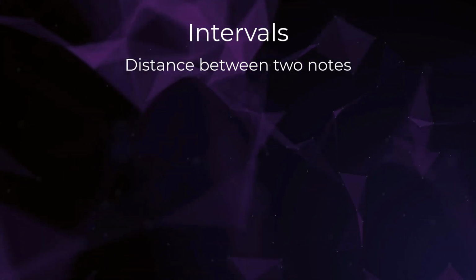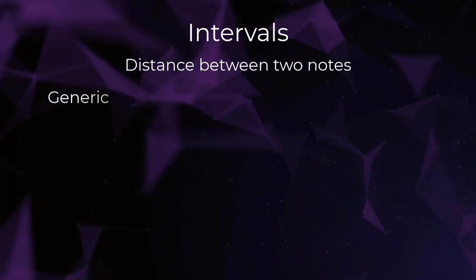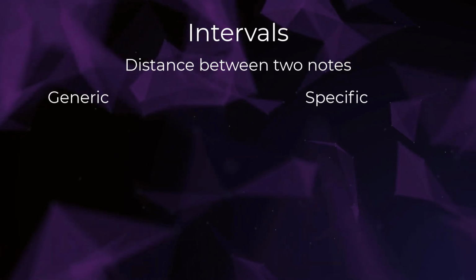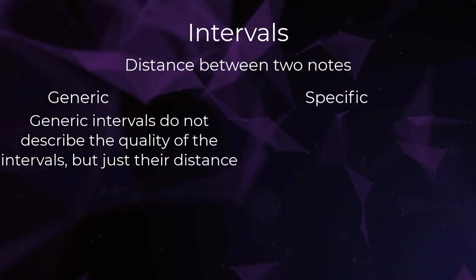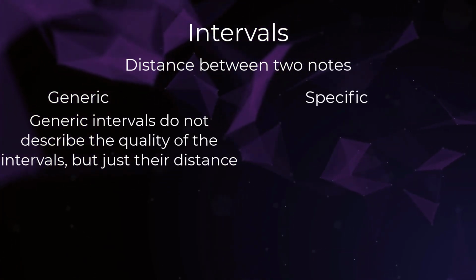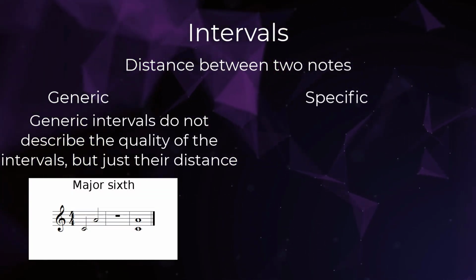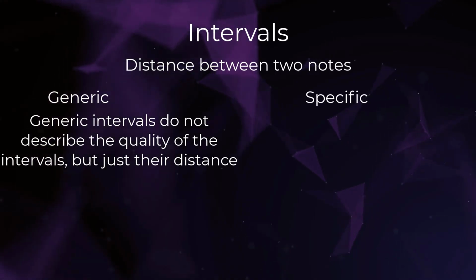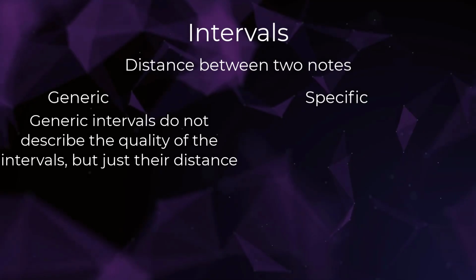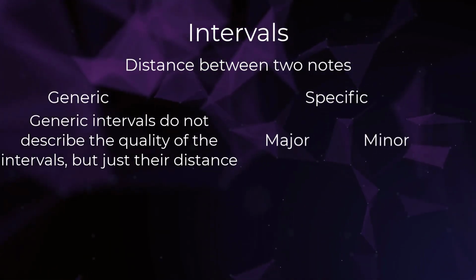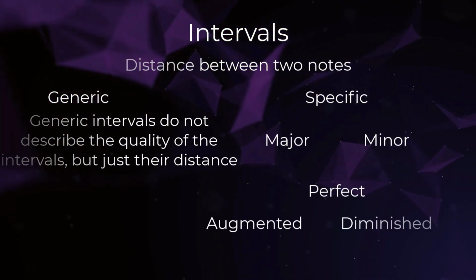Each of these types can also be spoken about generically or specifically. Generic intervals do not describe the quality of the intervals, but just their distance. For instance, this in generic terms is a sixth. Specific intervals can be accompanied by a handful of descriptive terms. Those terms are major, minor, perfect, augmented, and diminished.